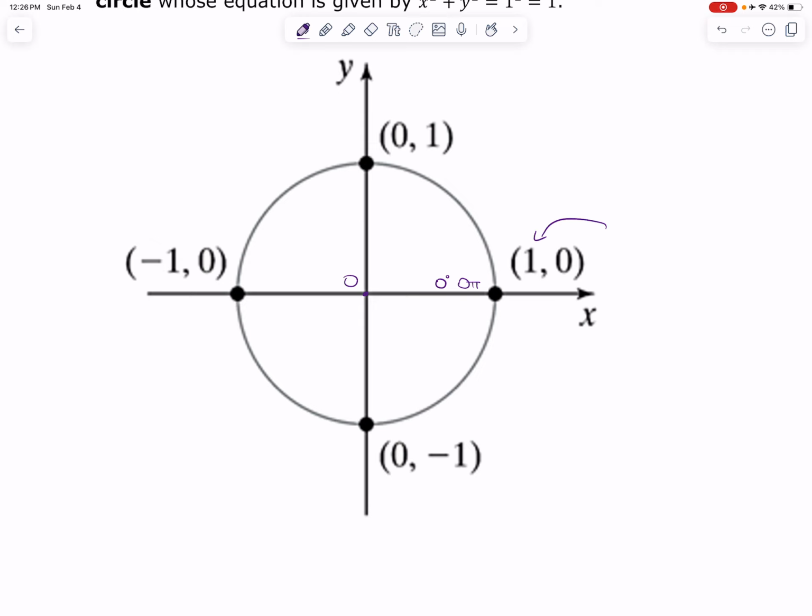So we know the cosine of 0 is 1. The sine at 0 is 0. Our tangent at 0 is sine over cosine, which is 0.